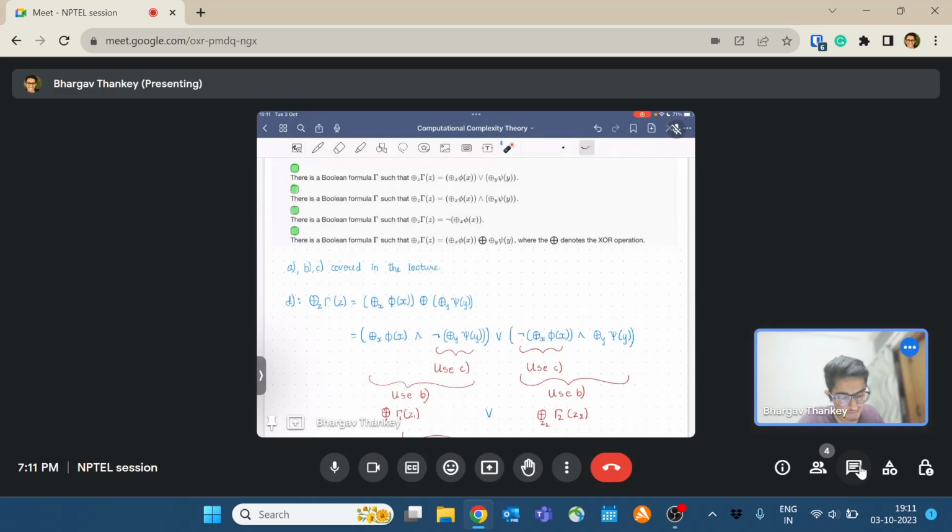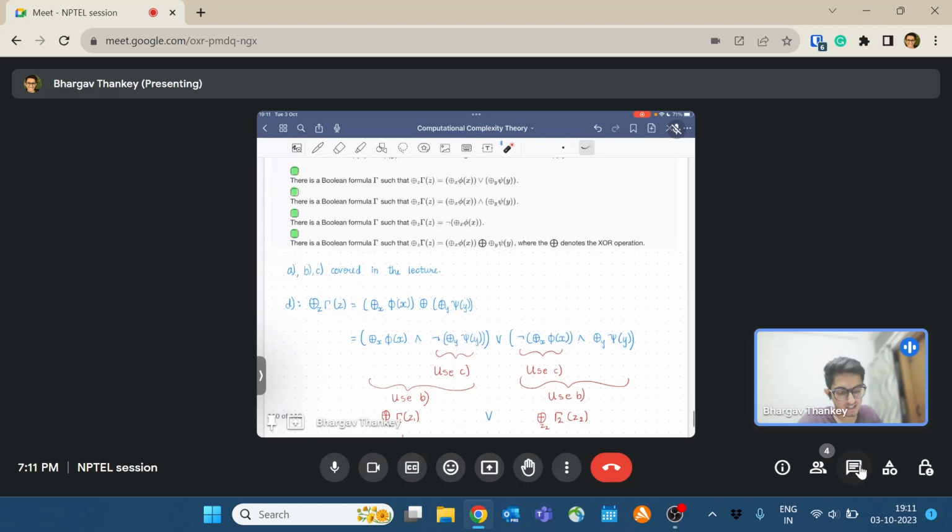In fact, using these three constructions, we can construct a formula such that even if you replace this XOR with any other Boolean operation, you would still be fine. The reason is that AND, OR, and NOT are a universal set of gates, right? So using just these three constructions, we can construct formulas for any Boolean operator over here. So for instance, XNOR, NAND, NOR, anything. Is this fine?